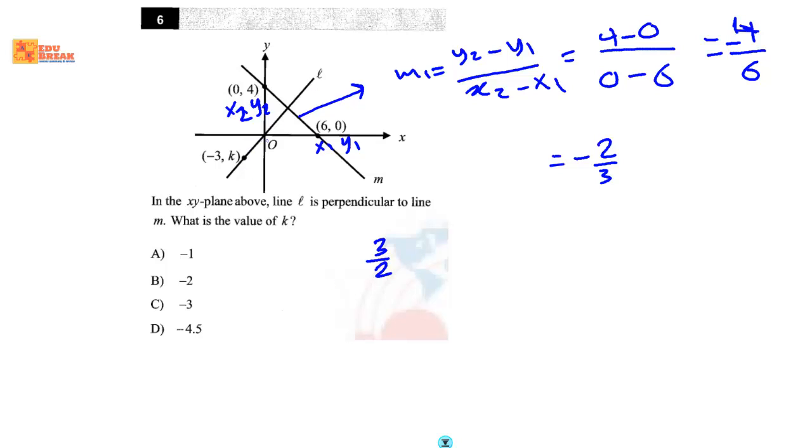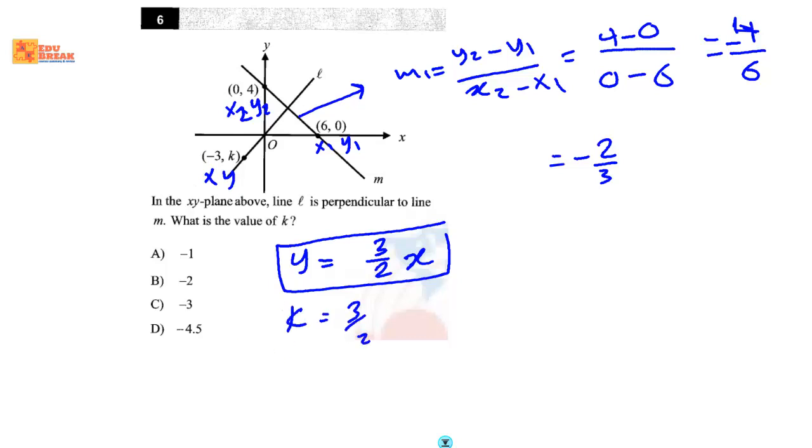Okay, and the second line passes through the origin, it means we have y equals 3 over 2 x. And this is the equation. Plug in the point negative 3 and k, negative 3 for x and k for y. So it means we have k equals 3 over 2 times x, which equals negative 3. It means 3 times negative 3, negative 9 over 2, which is negative 4.5.